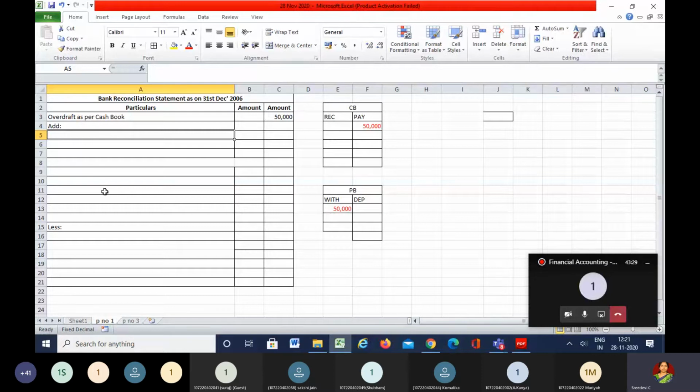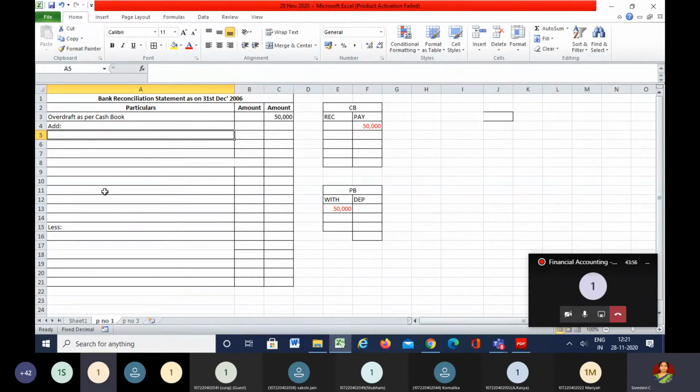So the first one is out of the checks drawn. So what is the meaning of checks drawn here? Anyone? Checks drawn. Withdrawal. Very good. And what is the other name for the withdrawal here? Checks drawn. Issued. Yes. So where do we record first if the checks have been issued?